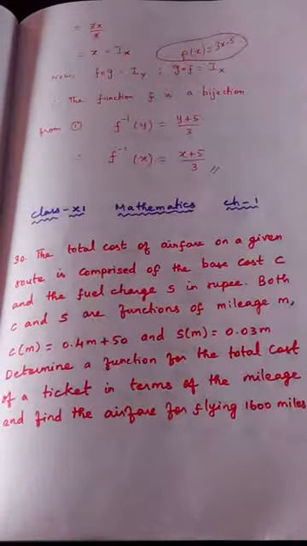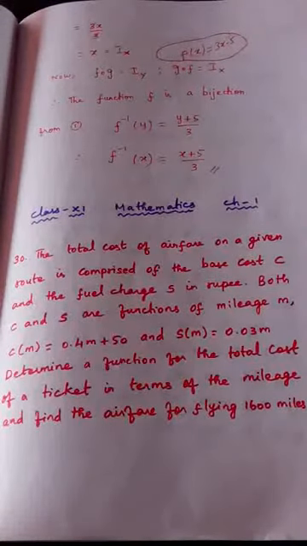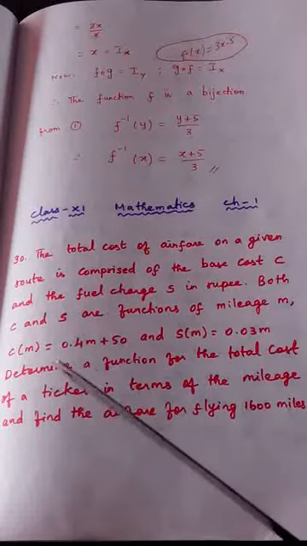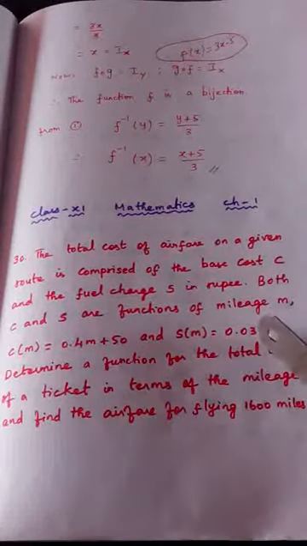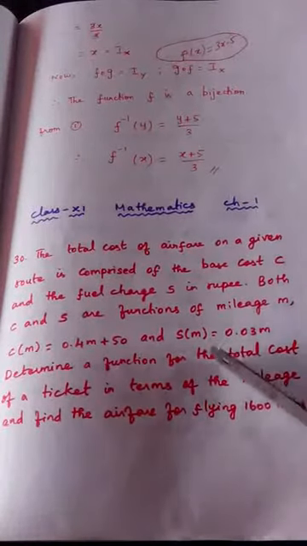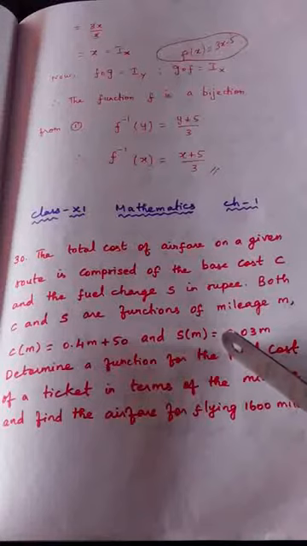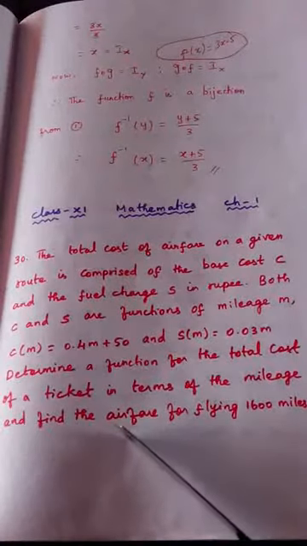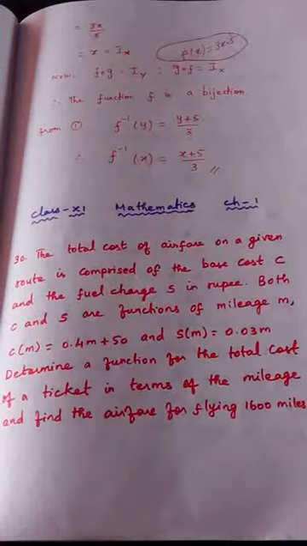So when you see the question, it looks like a very long question. Don't get confused. The theme is this, that is, two functions are given to us. One is C of M, other one is S of M. C of M is nothing but base cost. S of M is nothing but mileage cost. What we want to find is, we need to find the amount for flying 1600 miles. So let us see the answer.